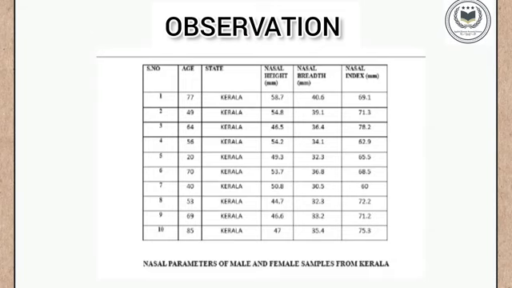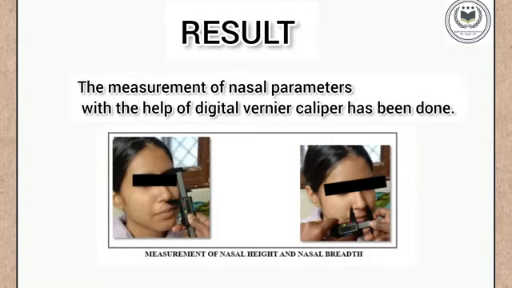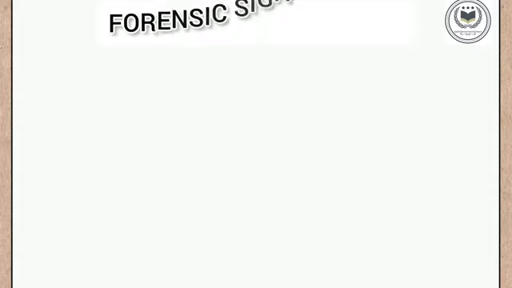Going to the observation part. Here I observe the nasal height and nasal breadth from the participants and also observe the nasal index value for each participant by using the formula. Here I took measurements of 10 individuals, including 5 males and 5 females. Going to the result part. The measurement of nasal parameters with the help of a digital Vernier caliper has been done and the nasal index value observed also.